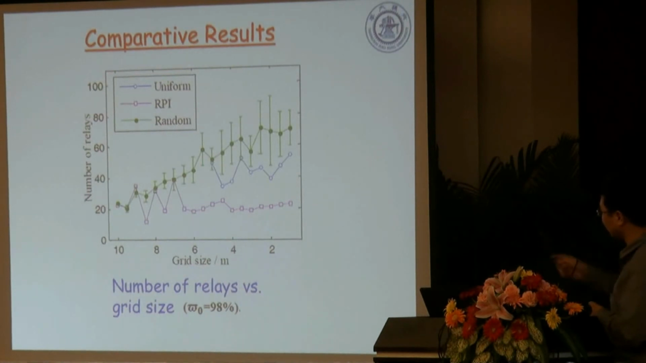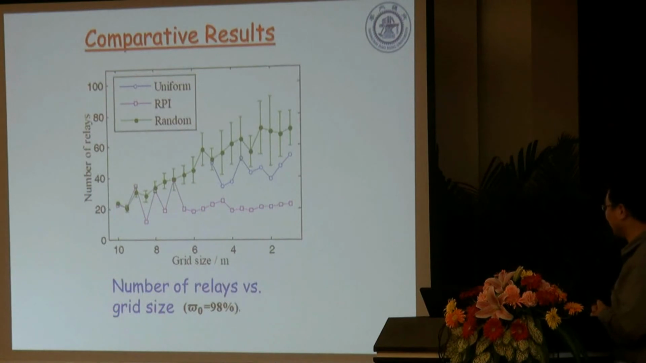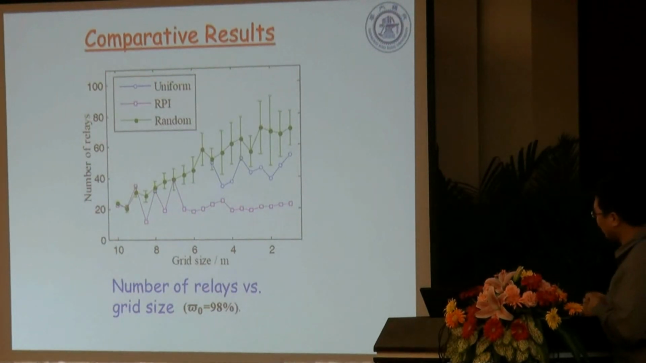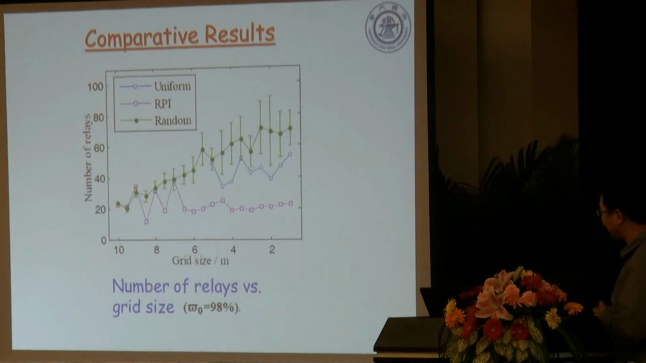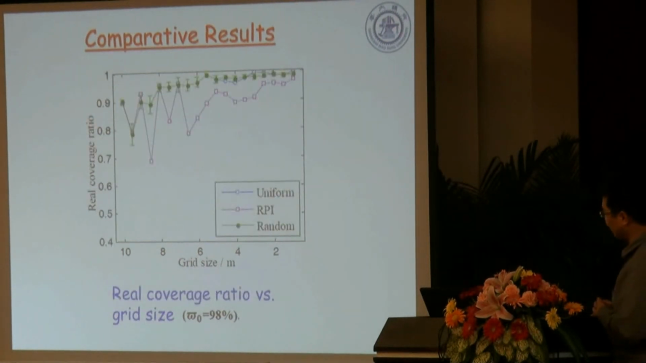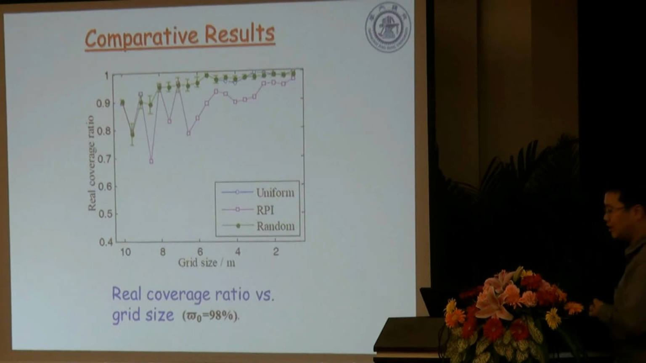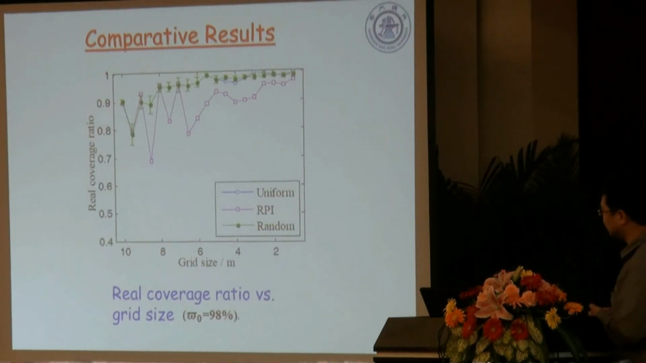We also investigate the impact of grid size, because we divide the whole region into grids. When the grid size is reduced from 10 meters to 2 meters, the performance of the algorithm fluctuates when the grid size is large, and when the grid size becomes smaller, it converges. In our case, the performance of our algorithm converges once the grid size is as small as 4 meters. We also look at the impact of grid size on the real coverage ratio, and we see a similar trend. When the grid size is large, the performance fluctuates, which may not satisfy the coverage requirement. When the grid size becomes smaller, it can make sure the requirement is satisfied.